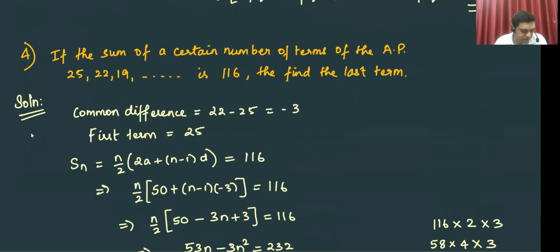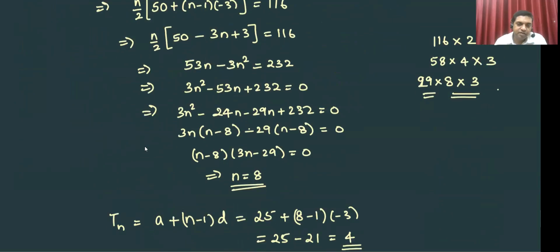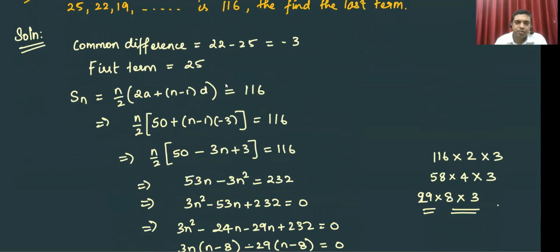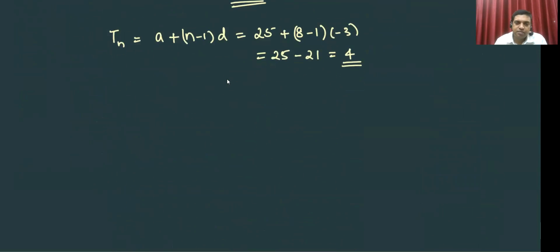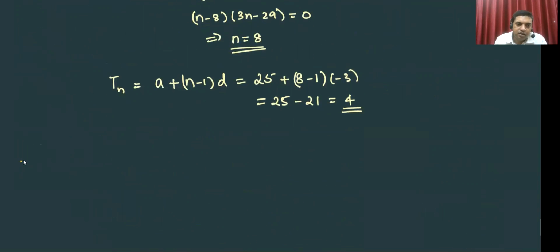So sum of certain number of terms of the AP is this. So find the last term. This was the problem, simple problem. Concept is simple. Calculations you'll have to just bear in mind. Next.